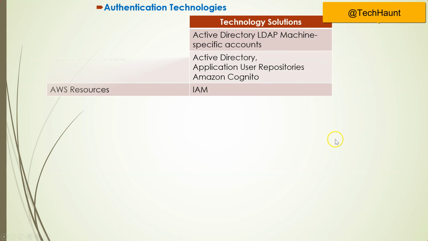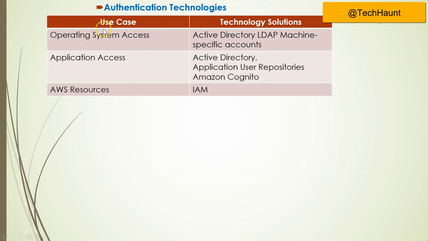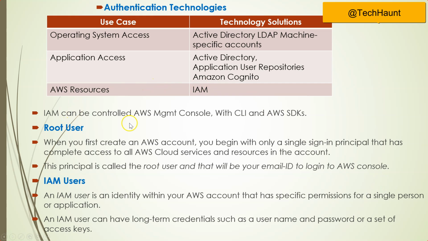So there are authentication technologies in AWS use cases. If there is operating system access, then you are going to use Active Directory or LDAP machines. If there is application access, then you are going to use your Active Directory, your application user repositories, or Amazon Cognito. If you are going to use AWS resources, then you are going to use IAM, and that's how you control your users' access to the resources. IAM can be controlled either via the AWS Management Console, with your CLI command prompt, or with the SDK tool as well.